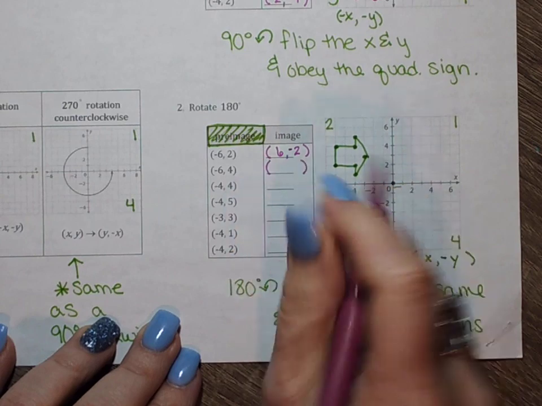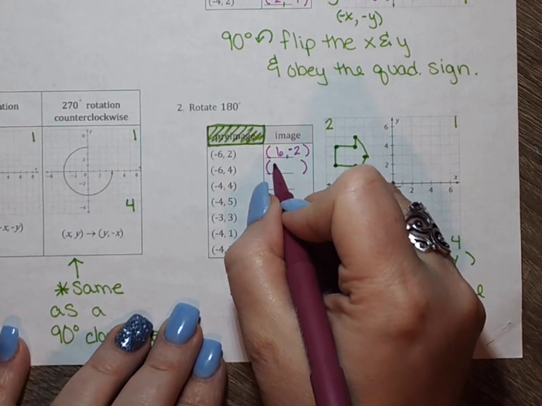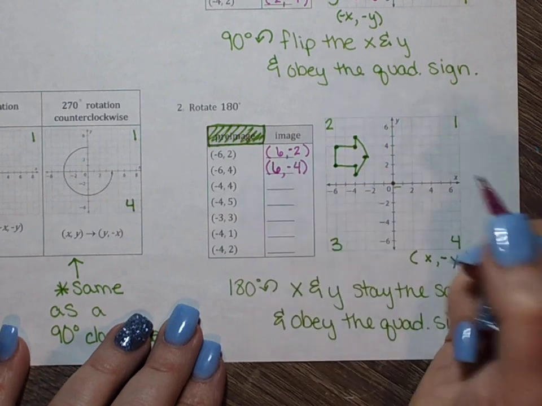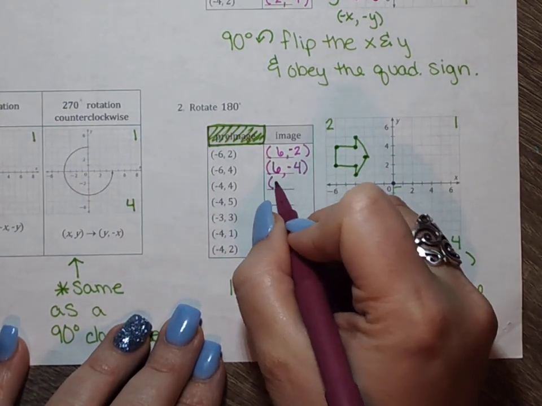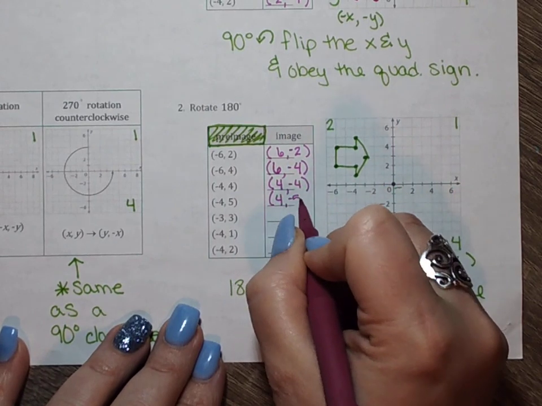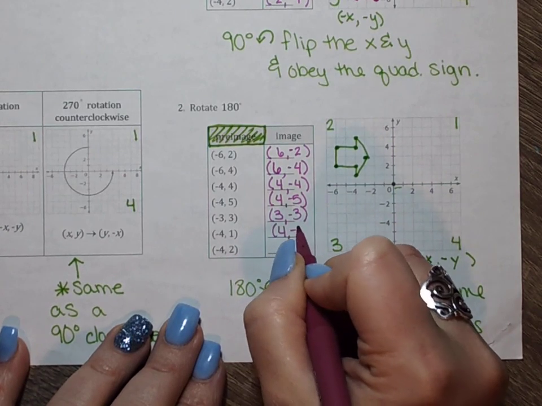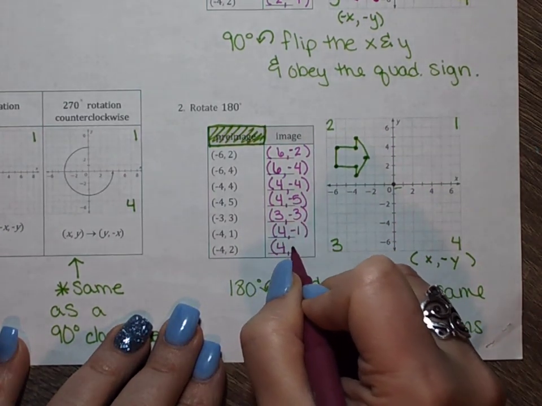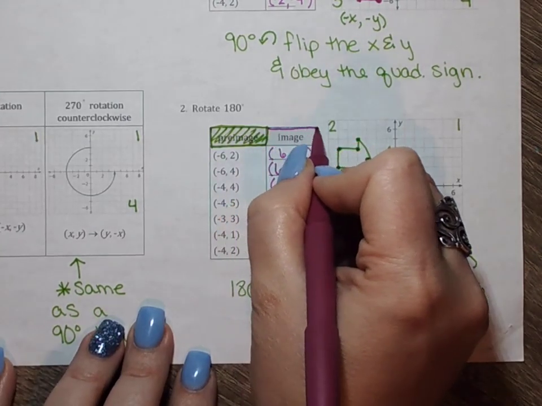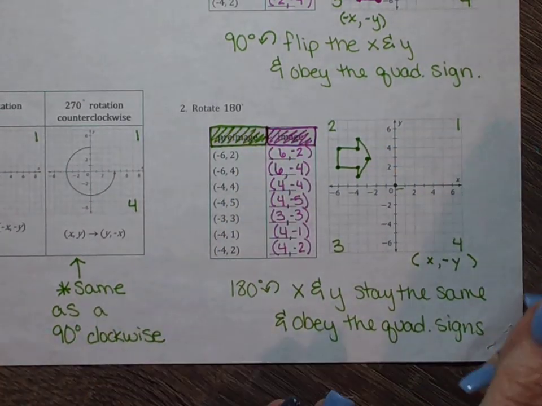So same thing for this next point. If we started off with negative 6, positive 4, they stay in the same spot. We don't flip them. So it's going to be a positive 6 and a negative 4. And we're going to do this the whole way down. So we end up with a positive 4, negative 4, positive 4, negative 5, positive 3, negative 3, positive 4, negative 1, and a positive 4, negative 2. Then all we need to do is just graph them, and we will be able to see what our pre-image looks like as our image.